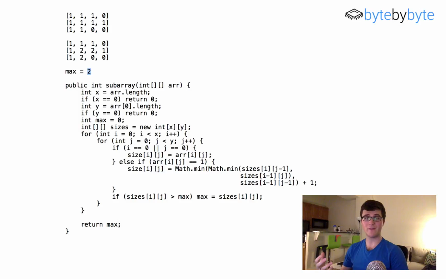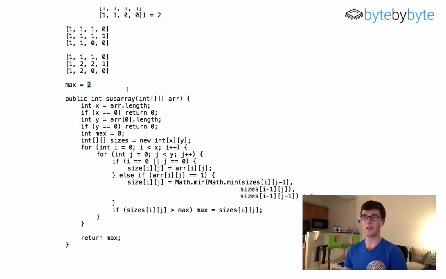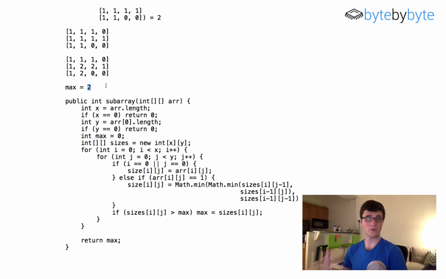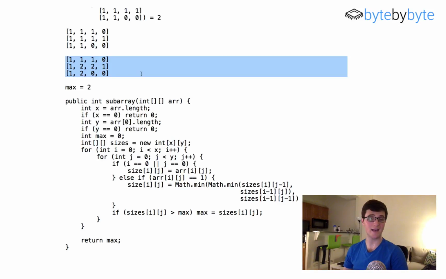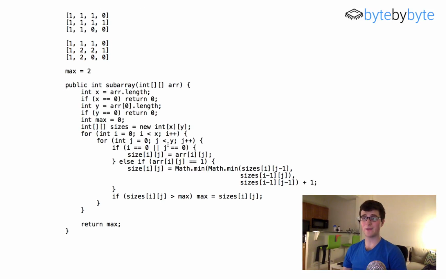And hopefully that made sense. This algorithm will run in O(n²) time if it's a square matrix, or O(n times m) if you have an n by m matrix, which hopefully makes sense. And also, it's going to take up that much space too, because we're creating a matrix of that size. And yeah, that's all there is to it.